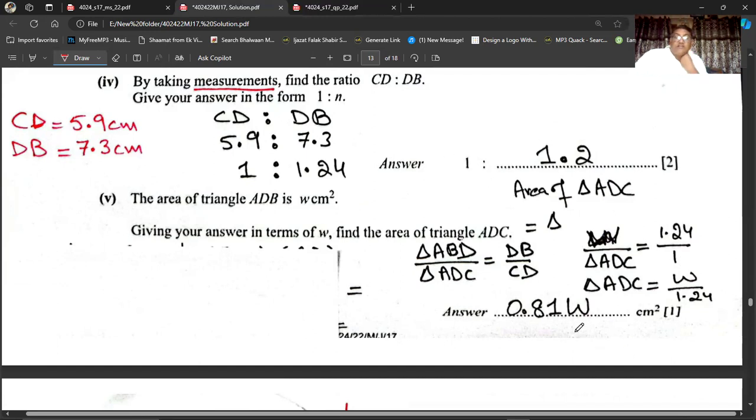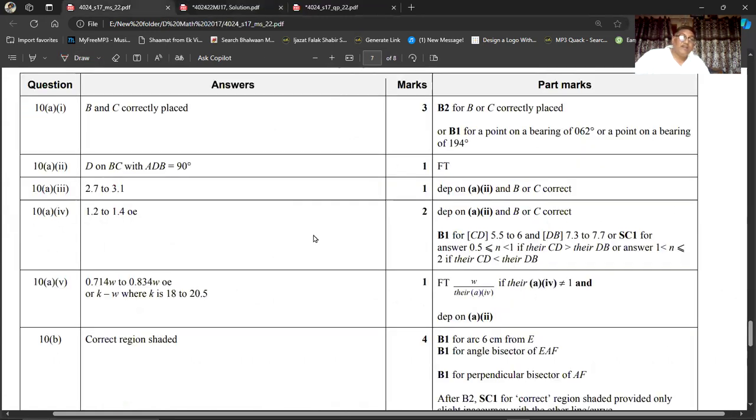From here, I'm writing it. So the area of ADC will be equal to W divided by 1.24. When you divide 1 by 1.24, you will get 0.81 W. So the area of triangle ADC is 0.81 W. 0.81 W is the right answer, sir.